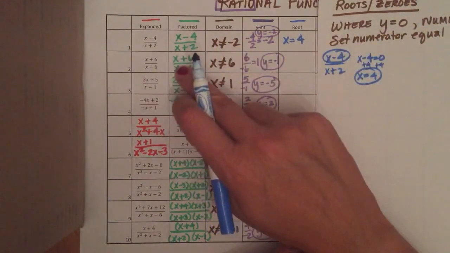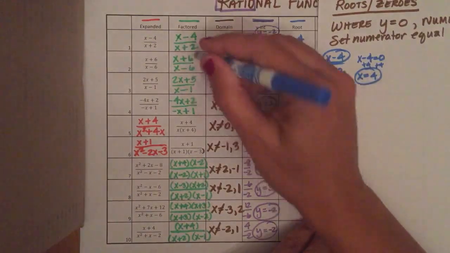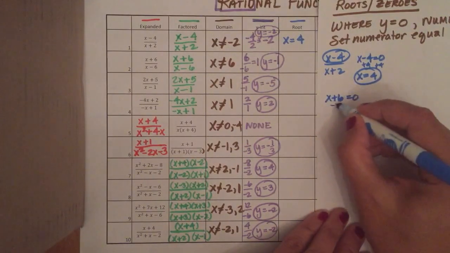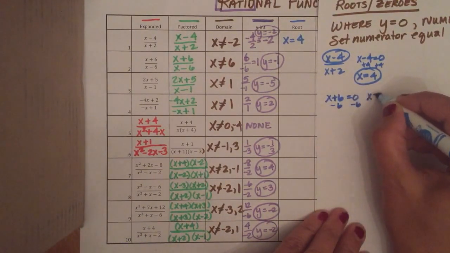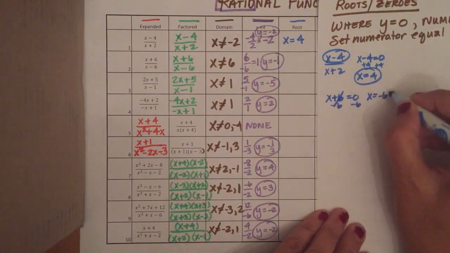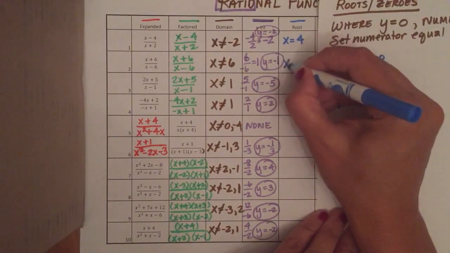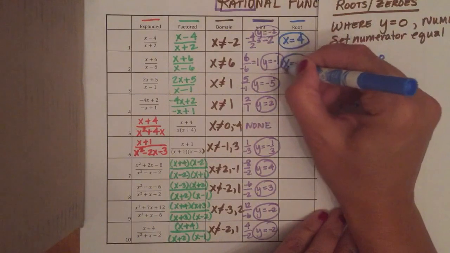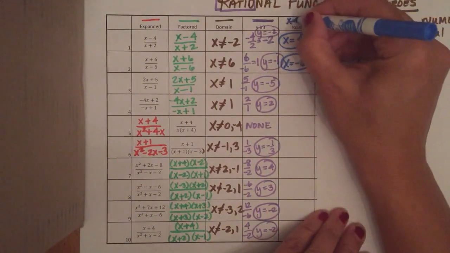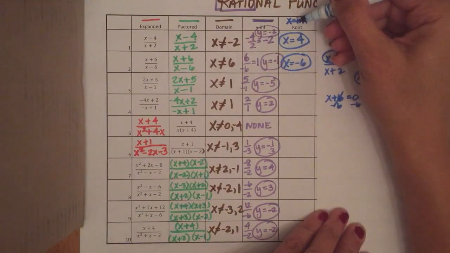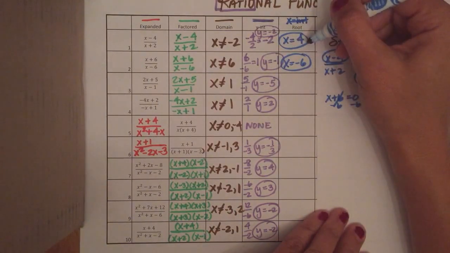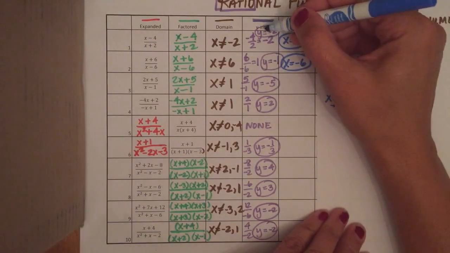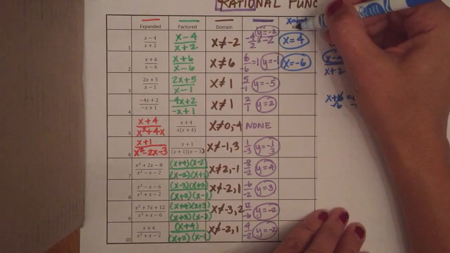Let's look at number 2, x plus 6. x plus 6 is my numerator, so I'm going to set it equal to 0. So x is going to equal negative 6. That is my root for number 2. Notice my root, which is my x-intercept, is x equals, and my y-intercept is y equals. When you have a y-intercept, it's where x is 0. When you have an x-intercept, it's where y is 0.